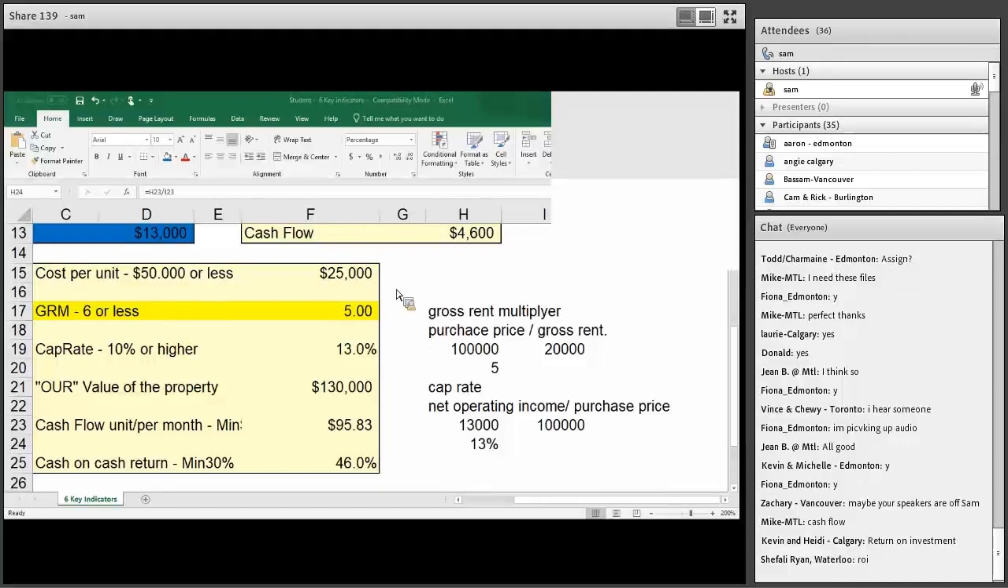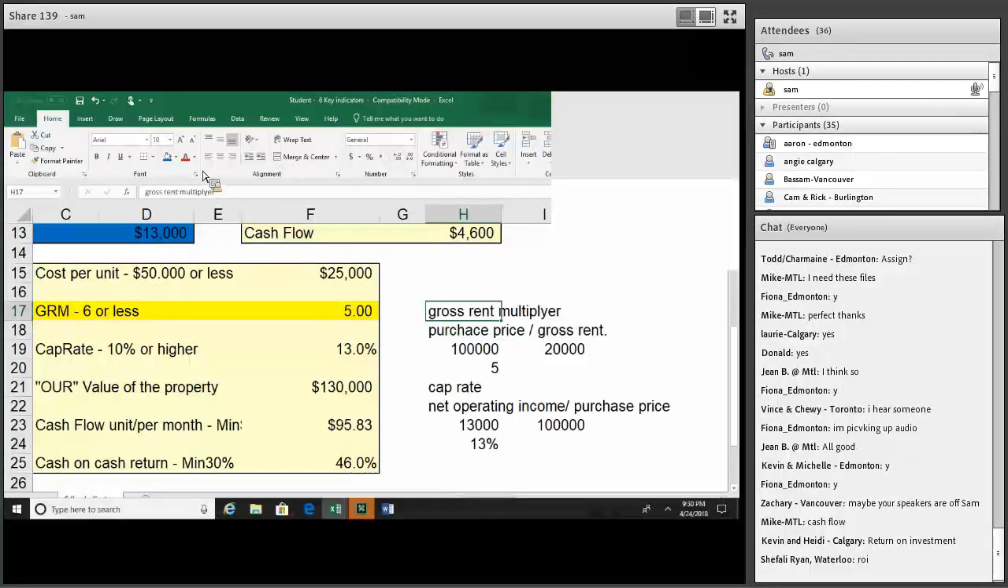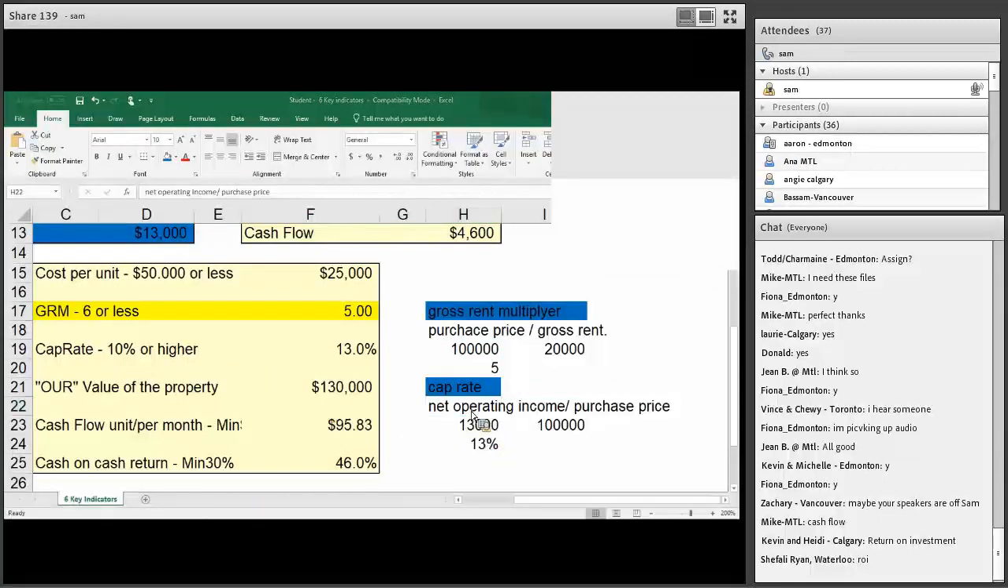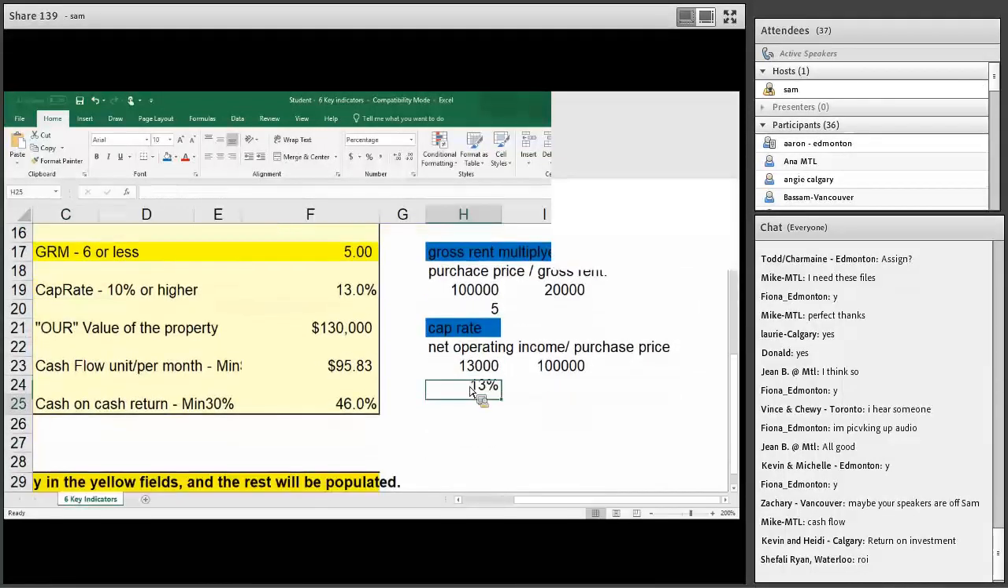That's what that means. Now remember, if your GRM is not in a good place, it'll make it tougher for you to hit the cap rate. The cap rate will be tougher because the GRM is not in place, because they're all a function of each other pretty much. So we want a 10 cap rate or higher. Can anybody tell me why we need a cap rate of 10 or higher?